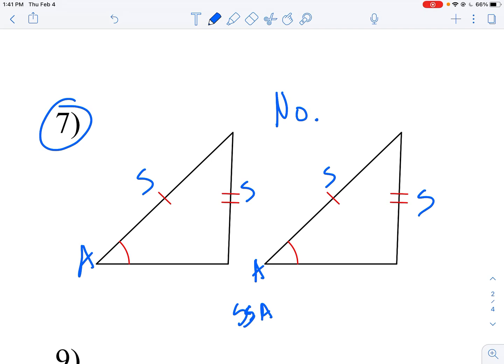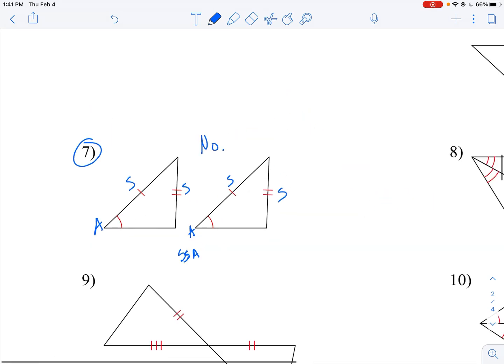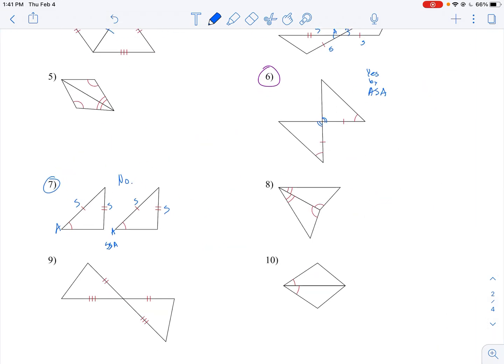And you may have noticed that this is really similar to side, angle, side. And the reason it's not side, angle, side is that if it's side, angle, side, the angle has to be where the two sides meet up. It would have to be here. And it's not. It's off to the side here. So that's why it's side, side, angle instead of side, angle, side. So now we've done that.